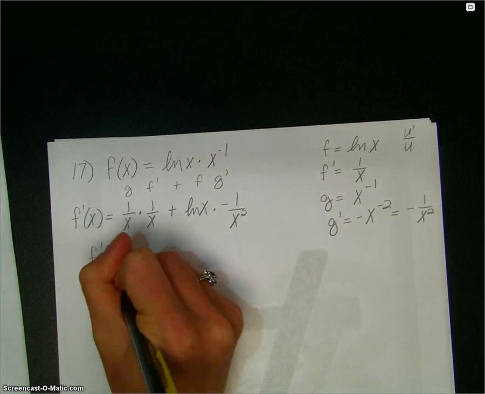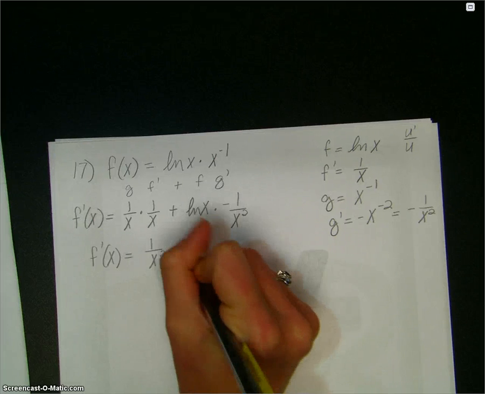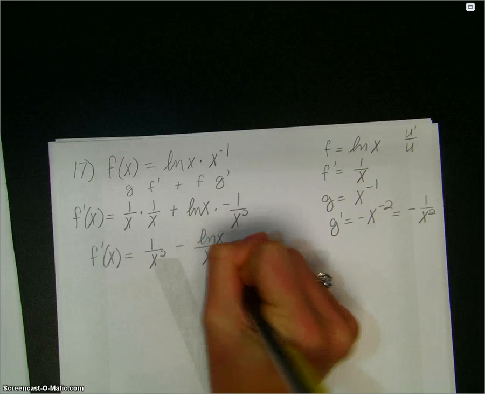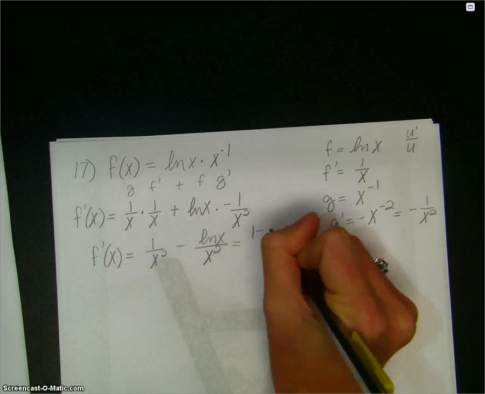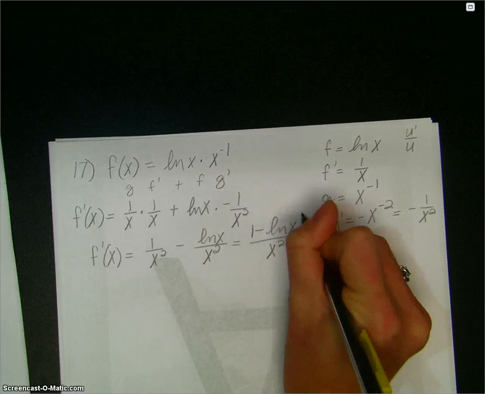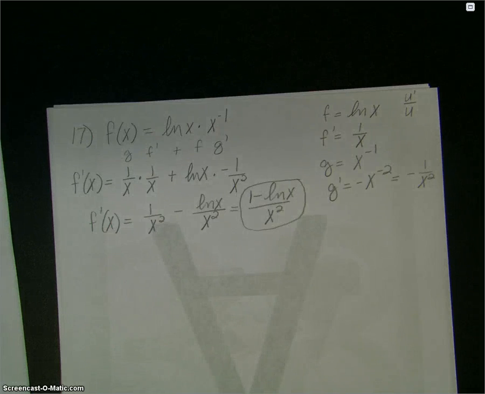All right, so f prime of x then is 1 over x squared from the first, and then minus the natural log of x over x squared. And we have a common denominator there, so let's go ahead and put that together. So that will give me that. All right, so there's my first derivative. I'm going to need that a lot, so I'm going to circle it.